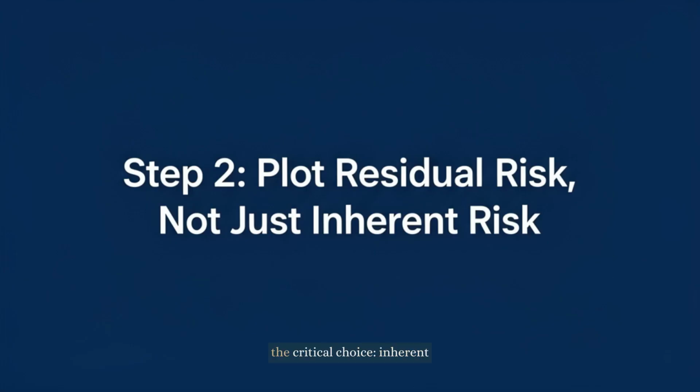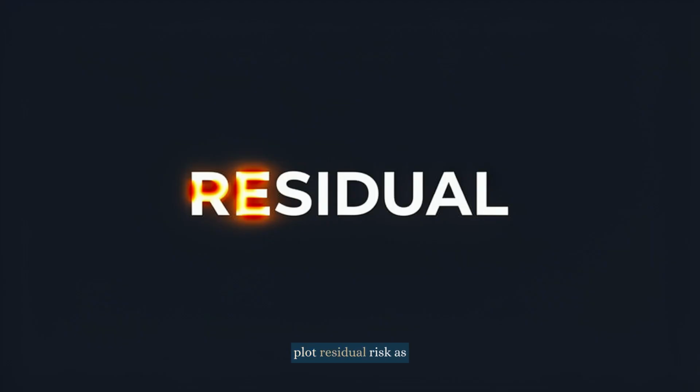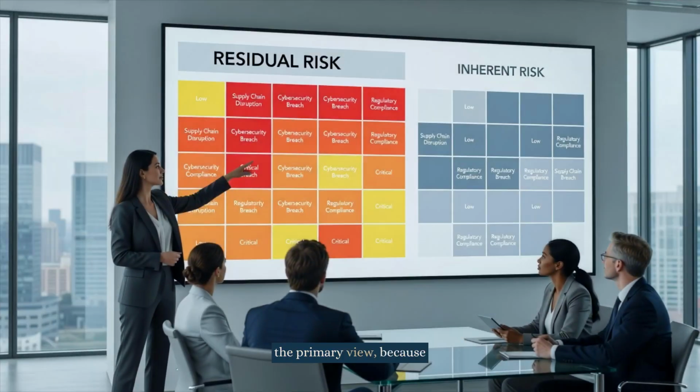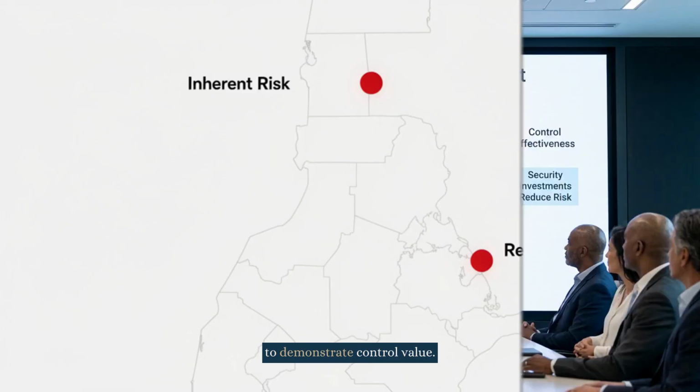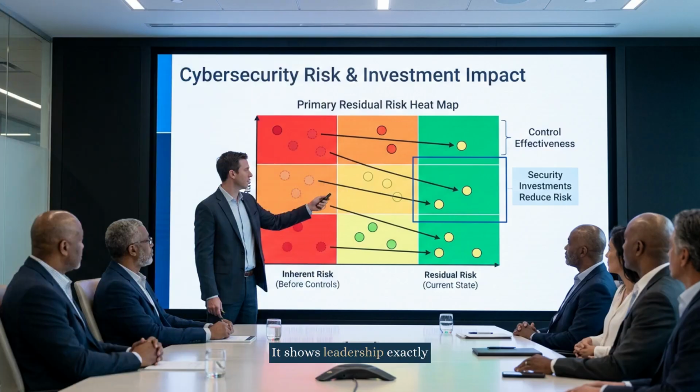Step 2. Plot residual risk, not just inherent risk. You need to understand the critical choice: inherent risk before controls versus residual risk after controls. Best practice is to plot residual risk as the primary view, because that's what the business is actually living with on a day-to-day basis. Optionally show inherent risk as a secondary overlay to demonstrate control value. It shows leadership exactly where their security investments are going.